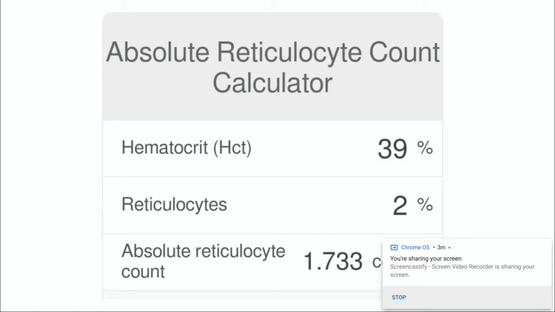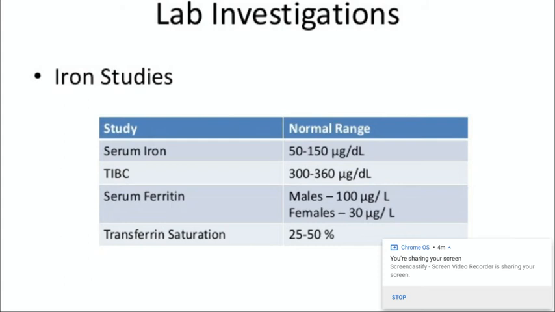Reticulocyte count measures the amount of new red blood cells being made in the bone marrow. This test can help diagnose blood disorders that involve problems with the rate of production of red blood cells. Iron studies measure the amount of iron in the blood. These include serum iron, total iron binding capacity, and ferritin test. Iron studies are often used to check if anemia is caused by a lack of iron.